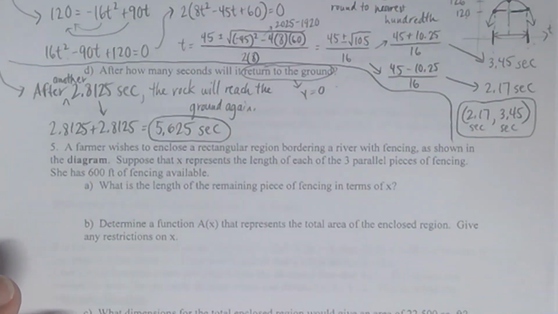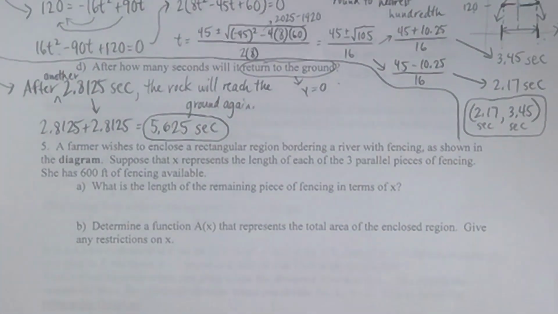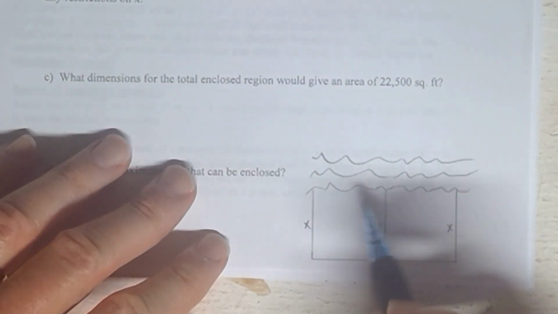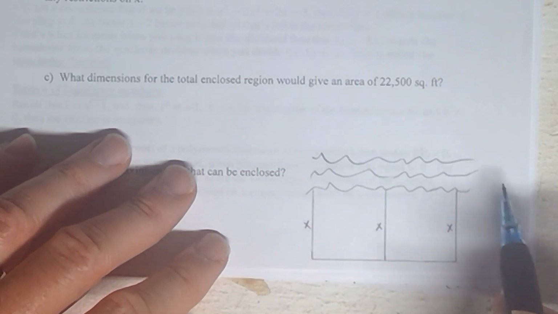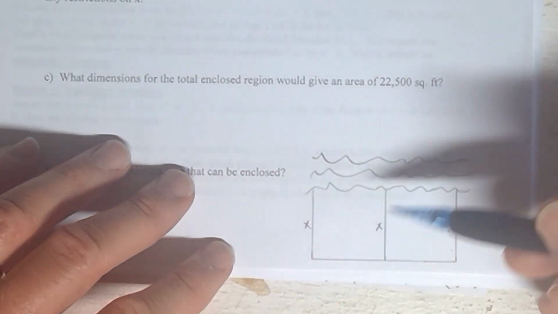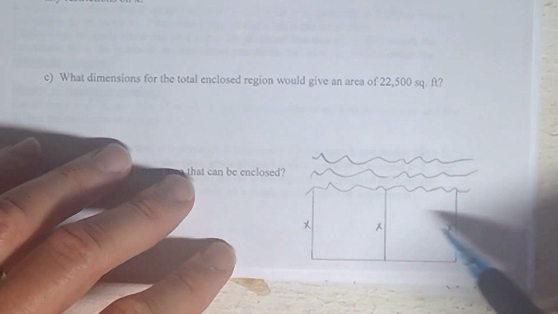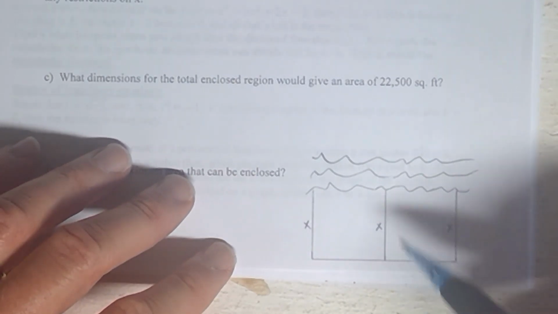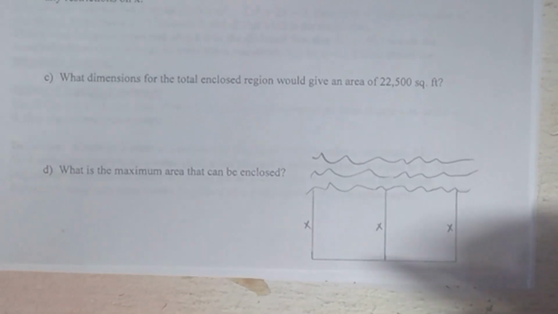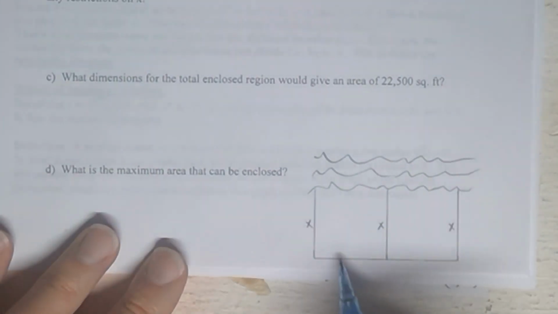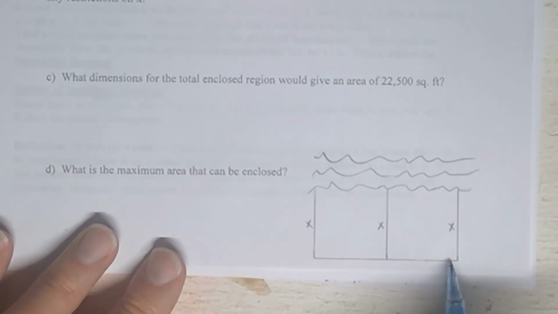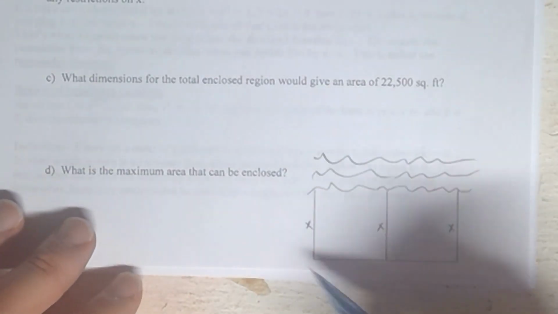It says, a farmer wishes to enclose a rectangular region bordering a river. And I have a picture of it down here at the bottom of the page. You see the river right here on the top part, and then we have 4 pieces of fencing down here. These 3 parts are all the same going up and down. That's why they all say X on them. It's because they're all the same. This side down here, though, we don't know what that is yet. We're going to talk about that, and that's going to be really important. But this is basically what the farmer's doing.